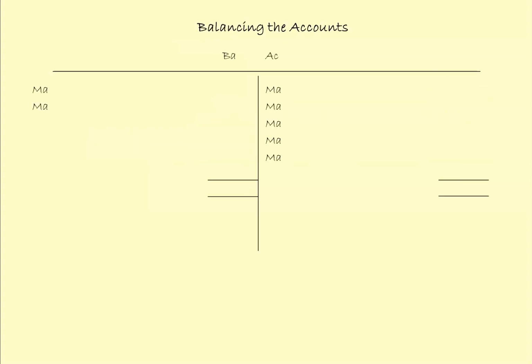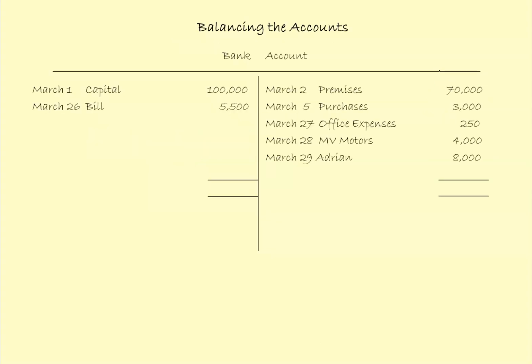Now the bank is a little trickier. So we have a look at the bank here. If we add the two sides, I'll get out a calculator so I can have a quick look and see which side is the biggest side. Well, the debit side is the bigger side. It comes to 105,500. So I'm going to write 105,500 in there, and I'm going to write in the same figure over here.